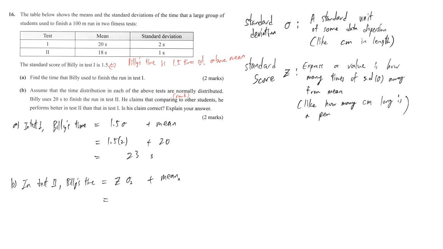Now we plug in all the values. BD's time in test 2 is 20 seconds, so I replace this part by 20. z is still unknown, while the SD in test 2 is 1 second, so I replace this by 1. And also the mean in test 2 is 18, so I replace it by 18. We get z equal to 2, which means that BD's standard score in test 2 is 2.